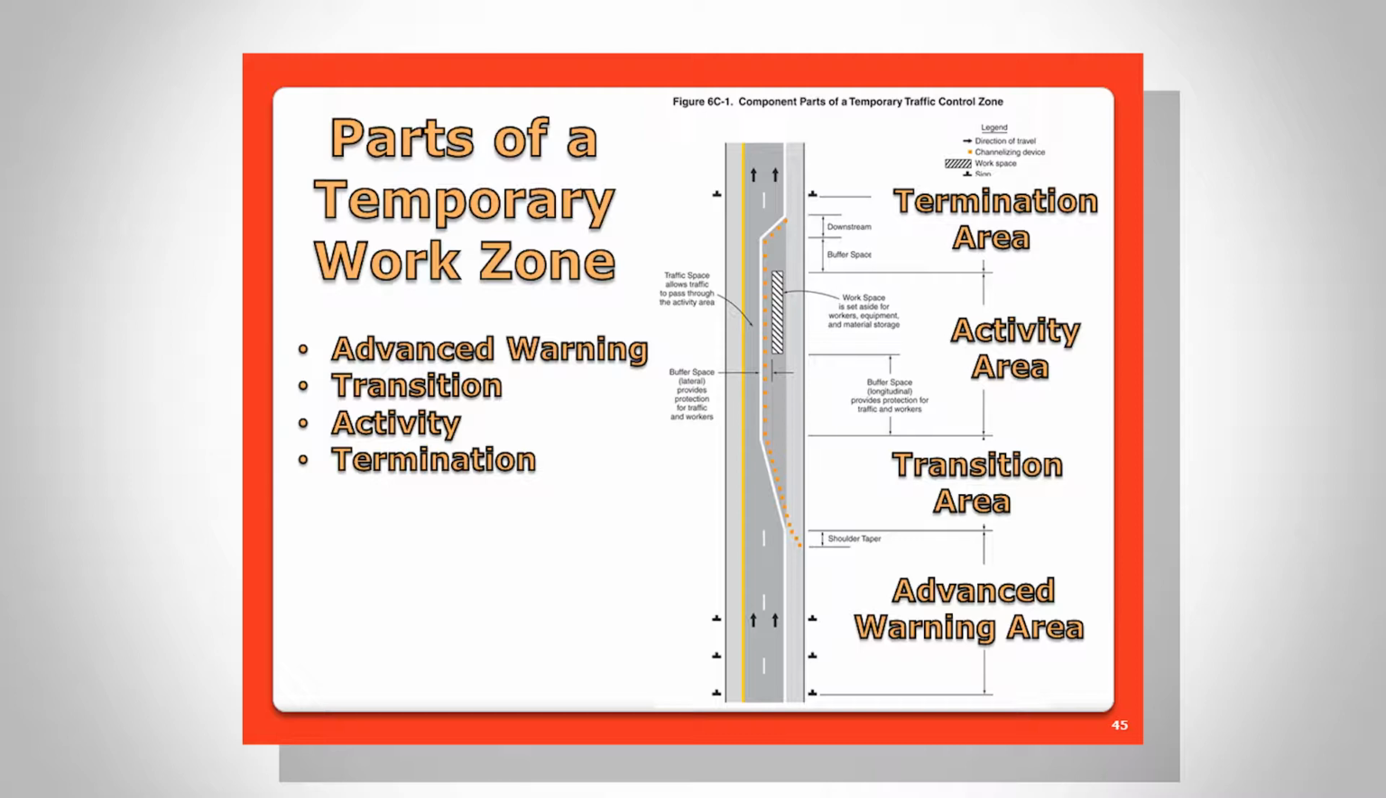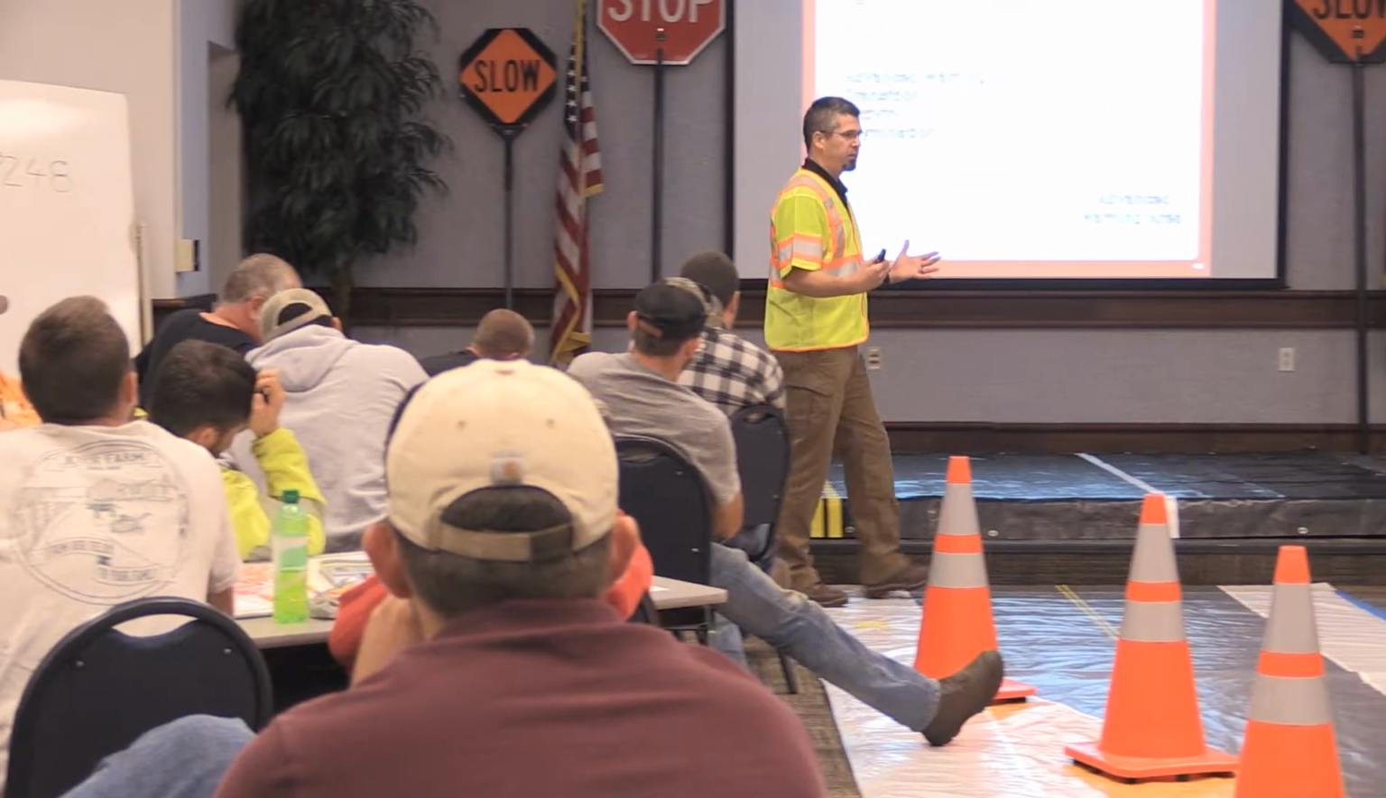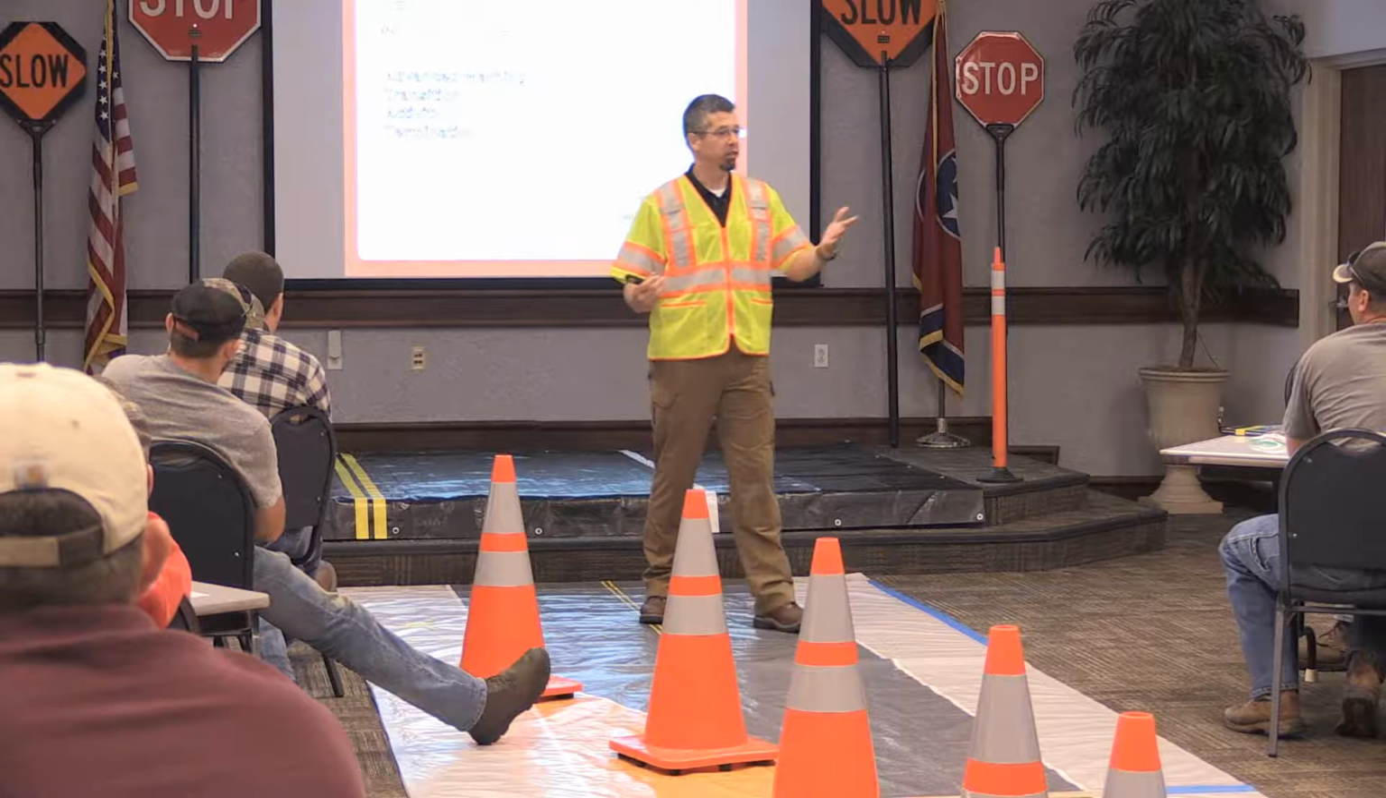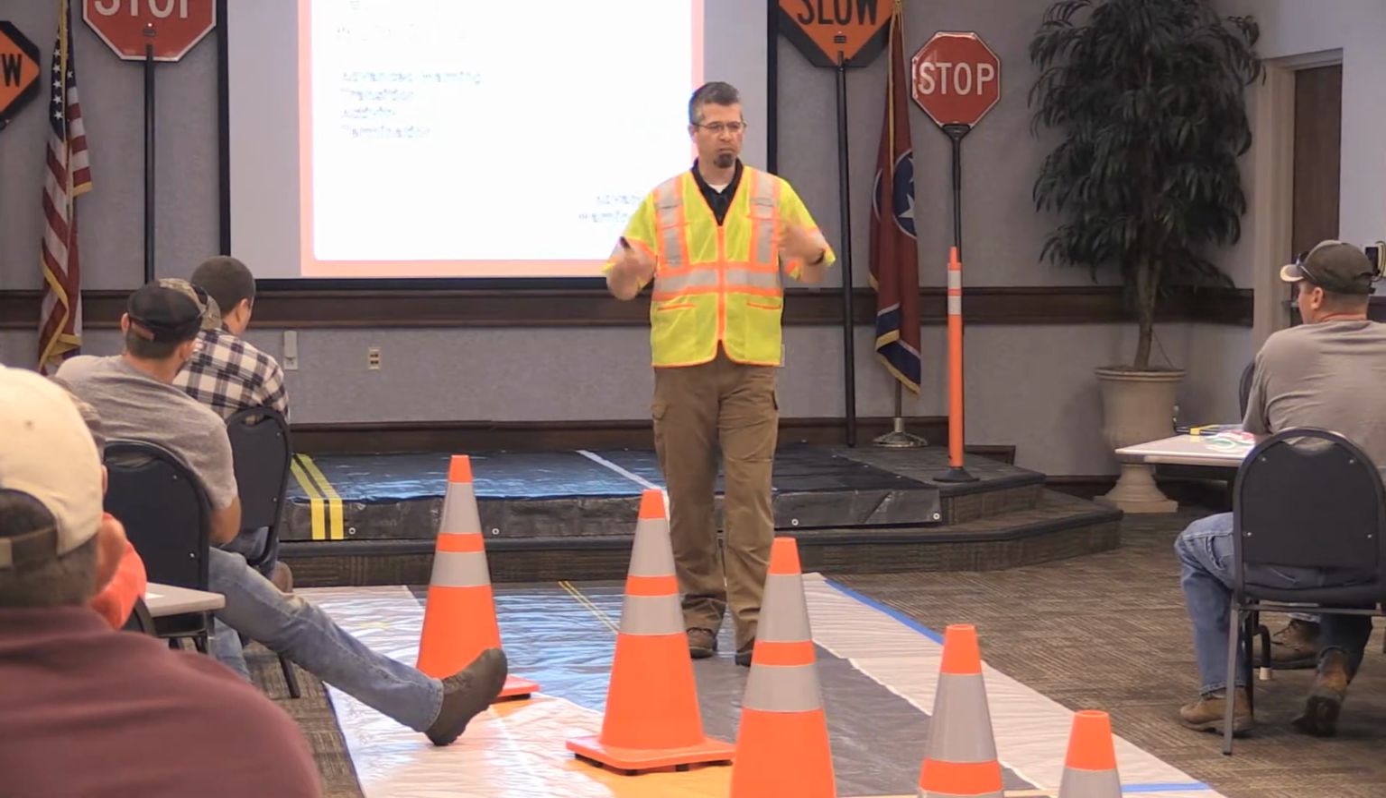The advance warning area is where we're going to put up our signs. Like if you're coming into a flagging operation, your advance warning area is going to be what? What is that going to be? What's that? 1 mile before. 1 mile before. It's going to be the advanced warning area.